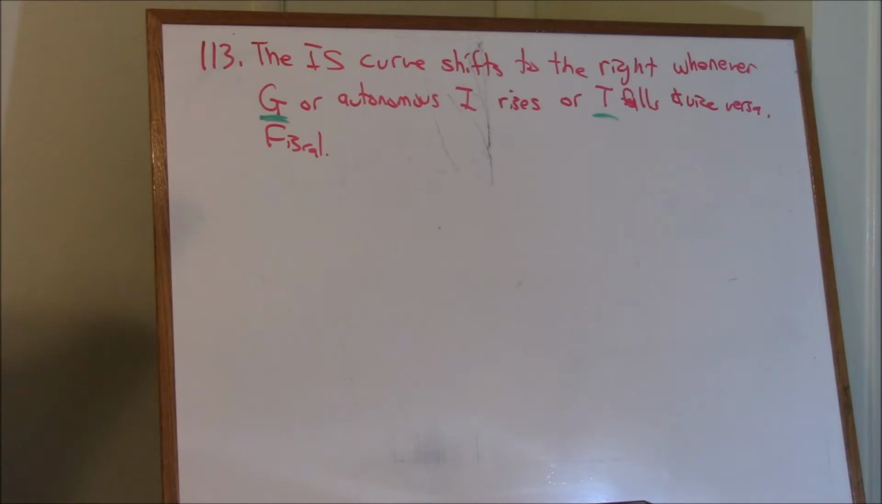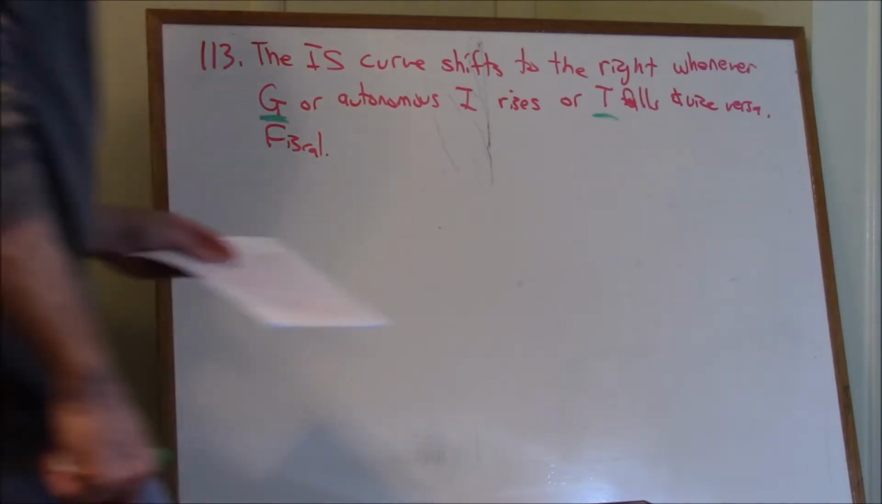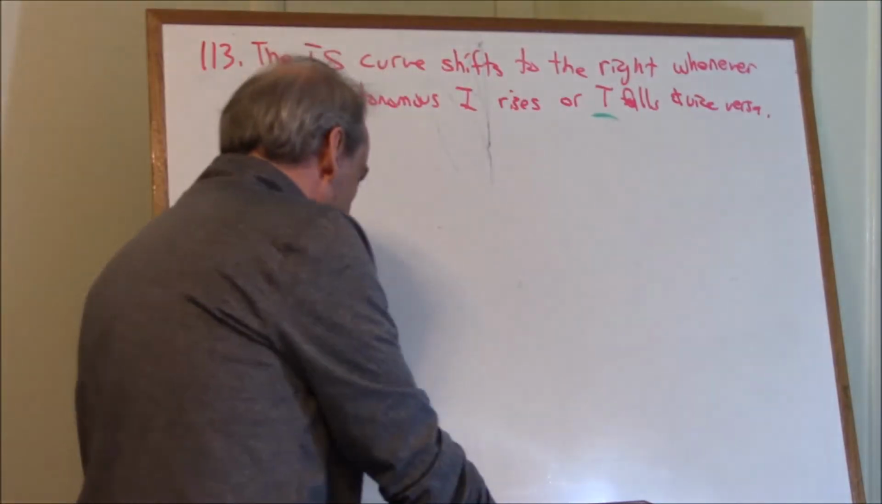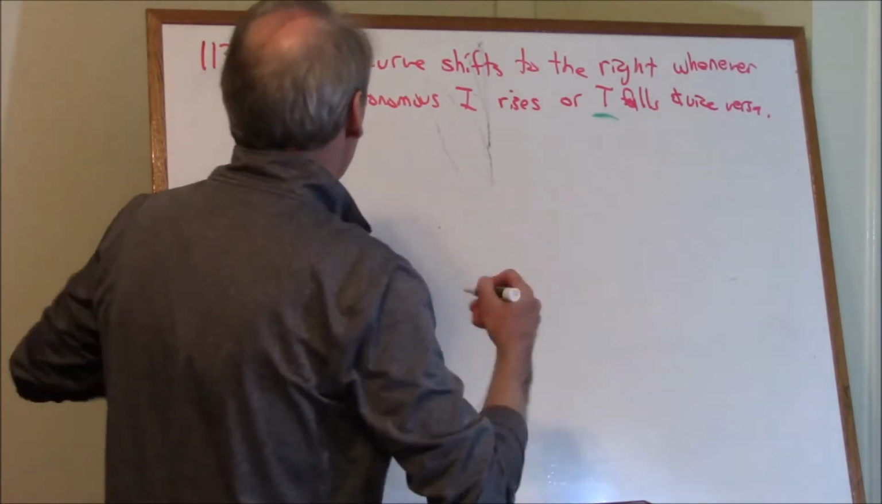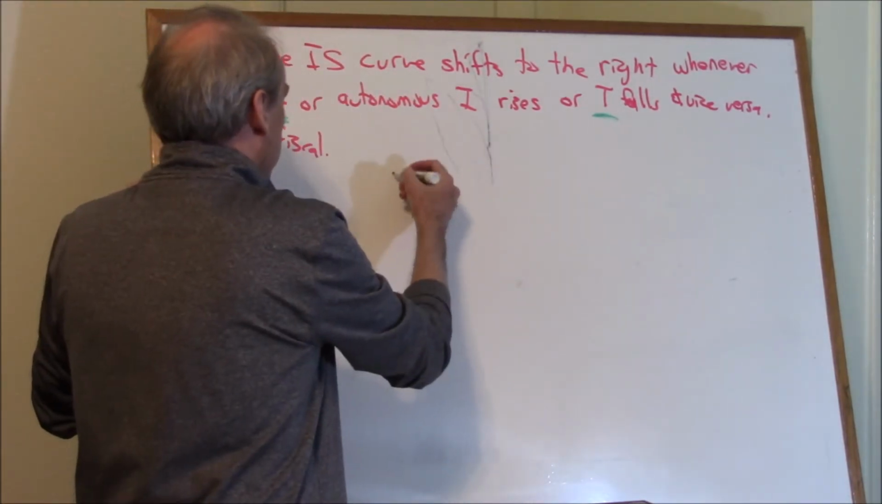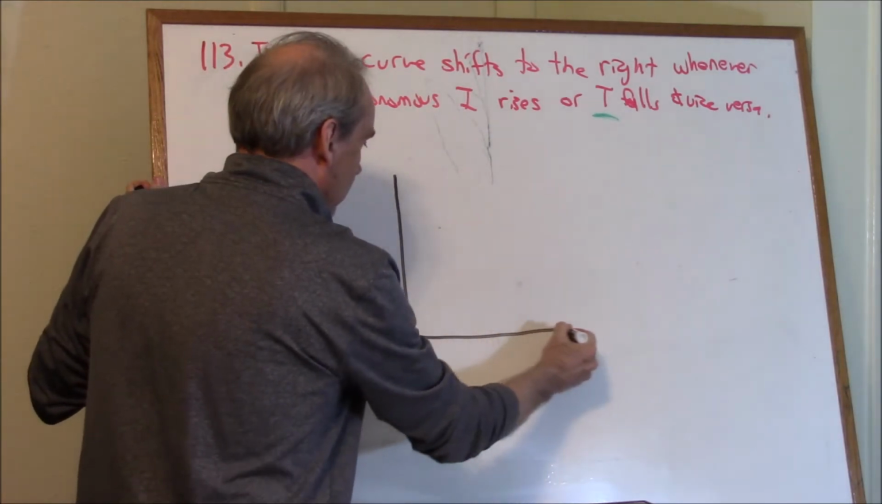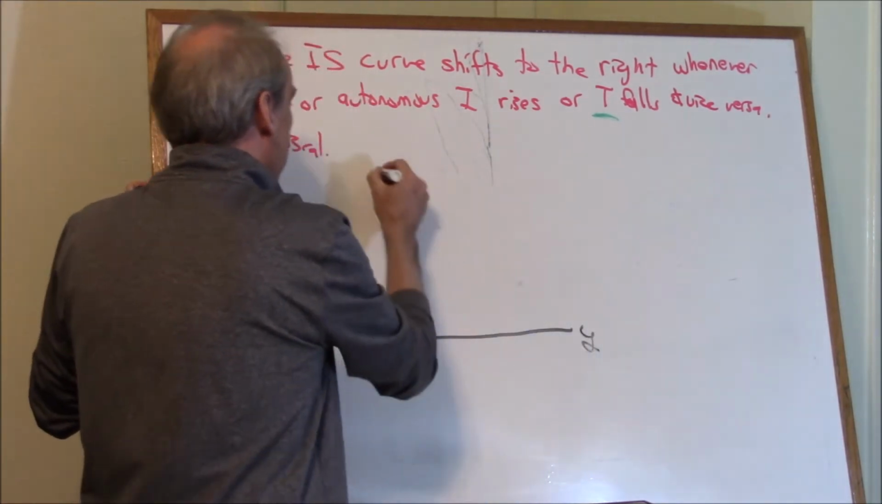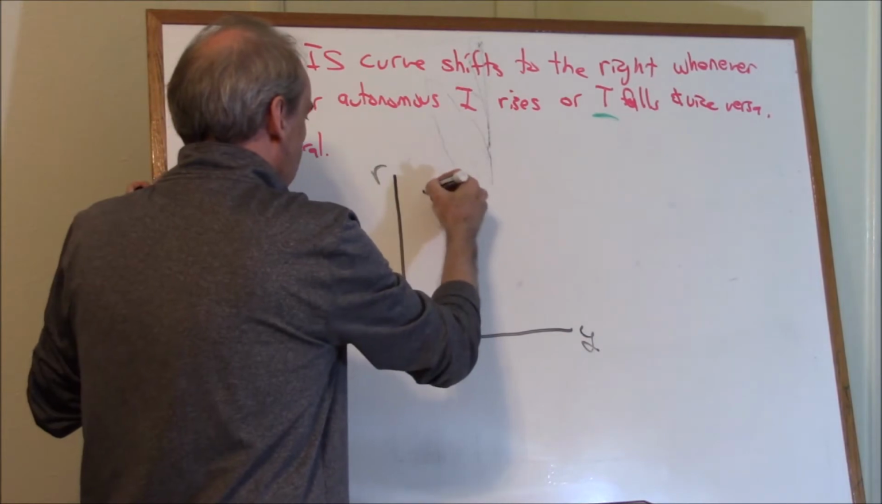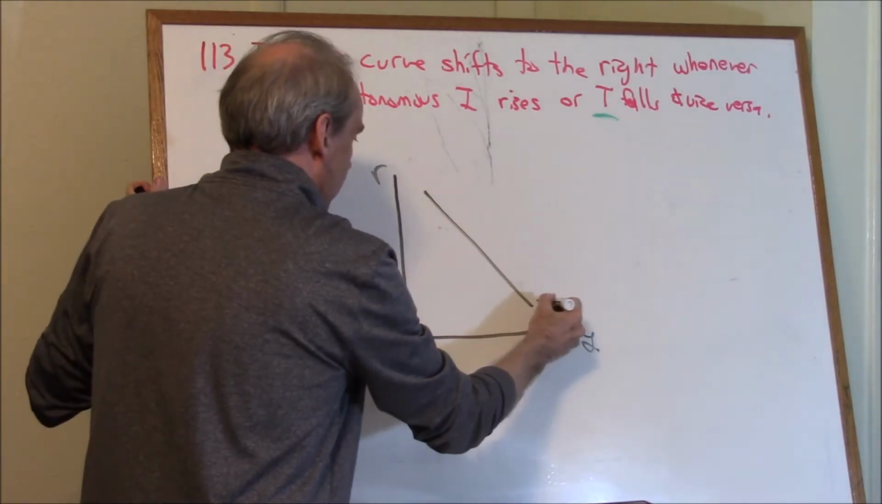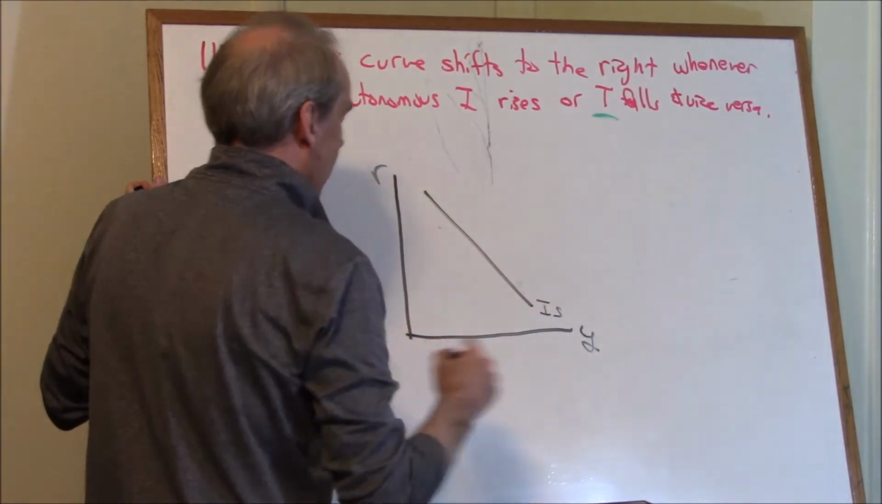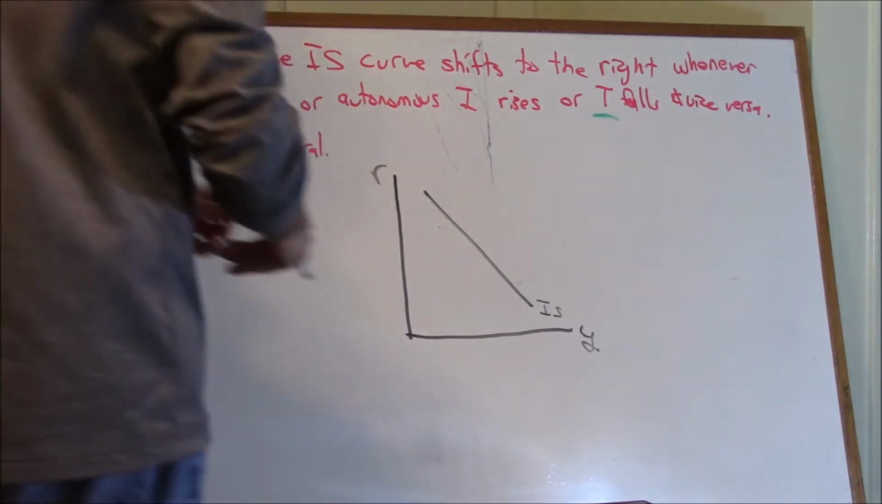All right, so what I'm about to do is not part of the answer. That's the whole answer. That's all you have to have on 113. But of course, as always, it's good if you understand what the heck you're writing. So, pardon me, here's the actual explanation. Let's see, Y, R, and so we have this IS curve right here, all right?